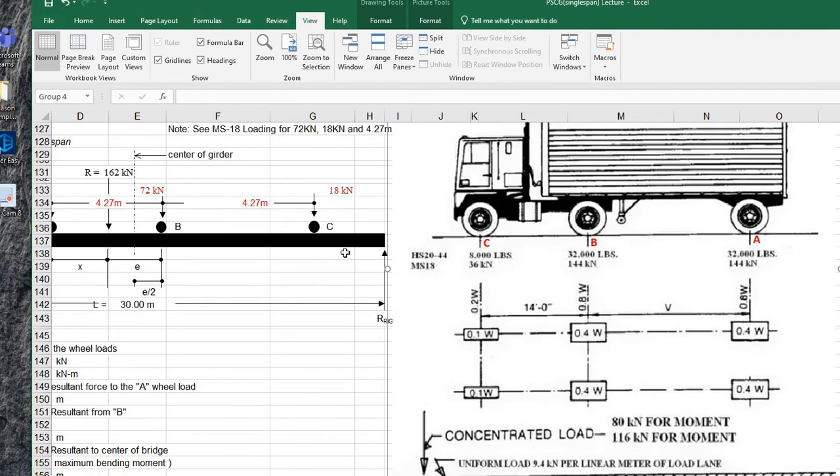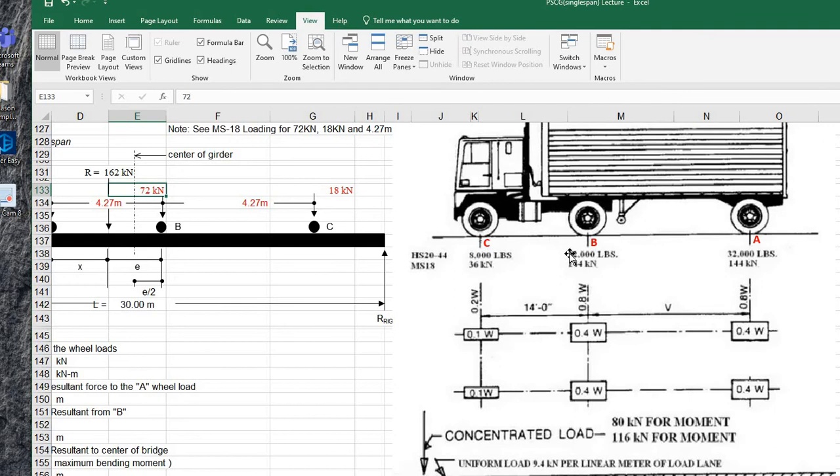So at point C, the total weight carried by the wheel is 36 kilonewtons. Now, for each wheel, 36 divided by 2 will give you 18. Next, at point B, 144 divided by 2 will give you 72. Okay, so that is input data; it depends on the type of loading.